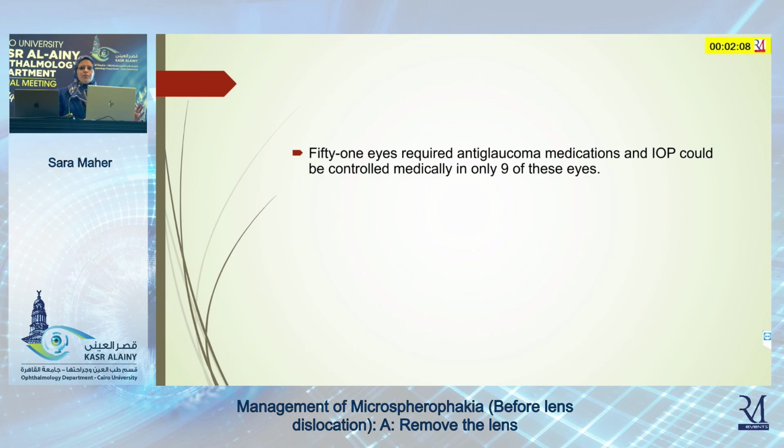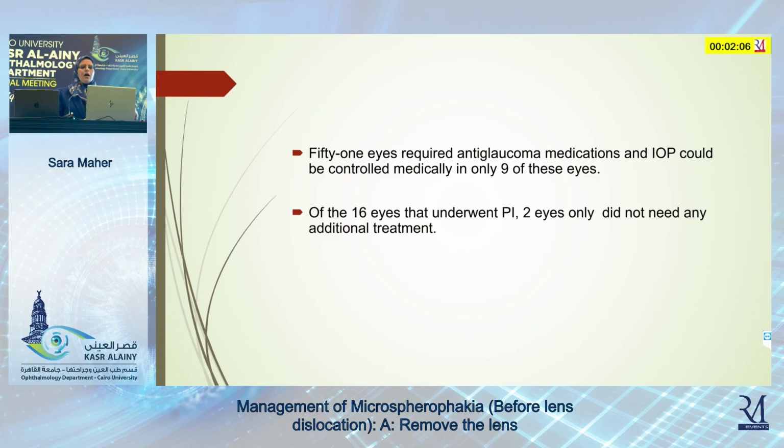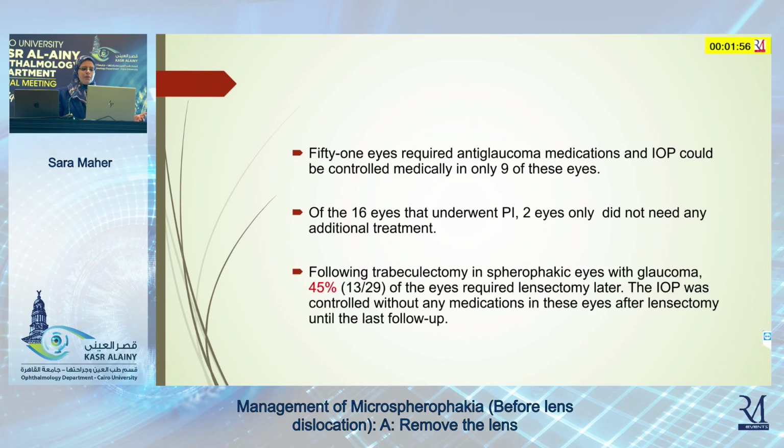Only 9 could be controlled medically, for medical control is not an option, or it's not a long-lasting option. 16 eyes had PI. Only 2 of them didn't need any further intervention, and the pupillary block is not the only mechanism of glaucoma in such patients.